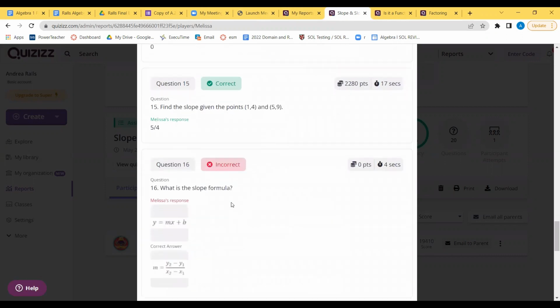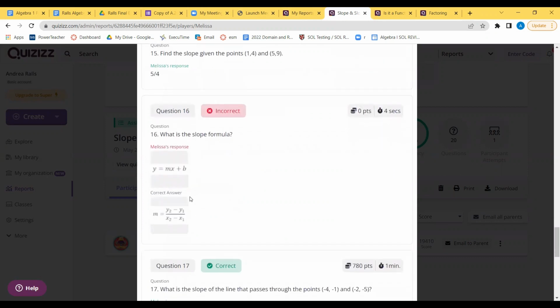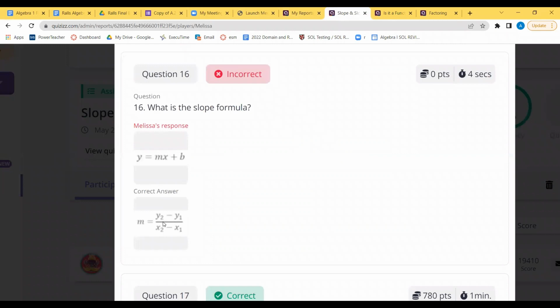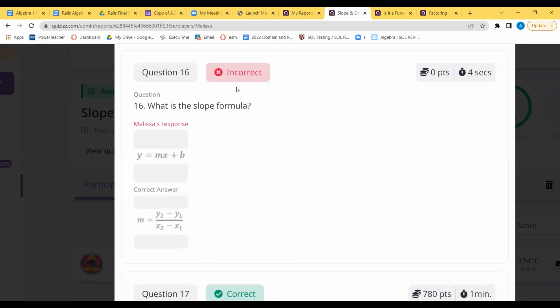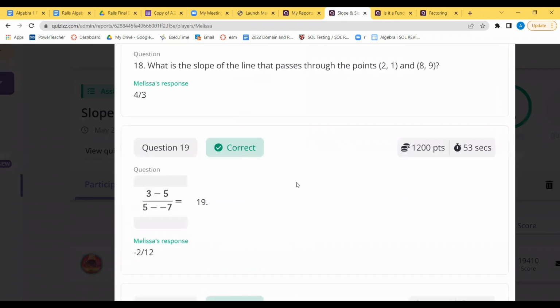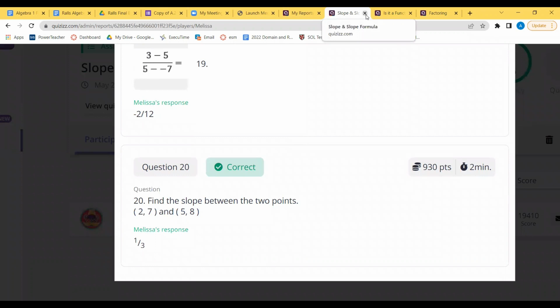This one says, what is the slope formula? The slope formula is y sub 2 minus y sub 1 over x sub 2 minus x sub 1. You have to keep in mind when they do the algebra test, they're not going to give you the slope formula, so you're going to have to memorize these formulas. The first formula here that you picked is the slope-intercept form, but the slope formula has to be the change in y over the change in x. So that's all you did incorrectly on that one.